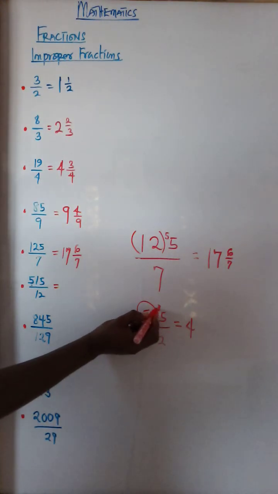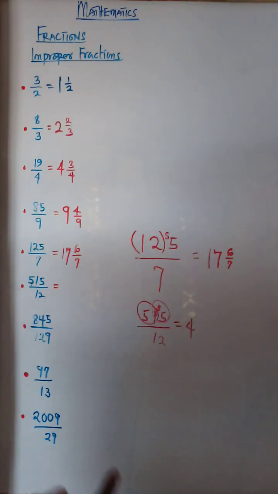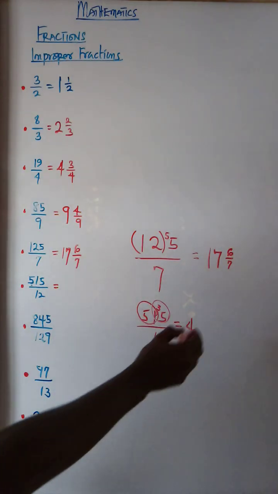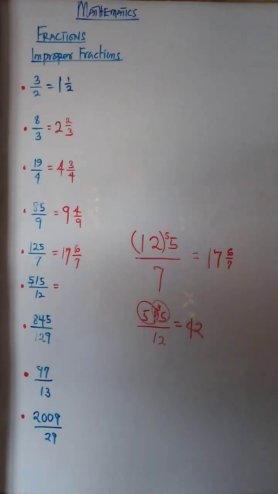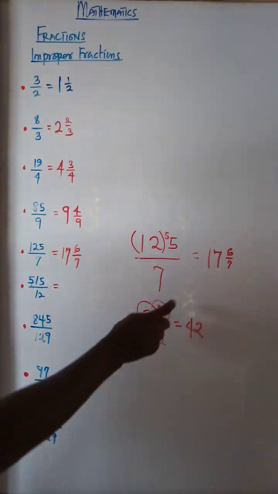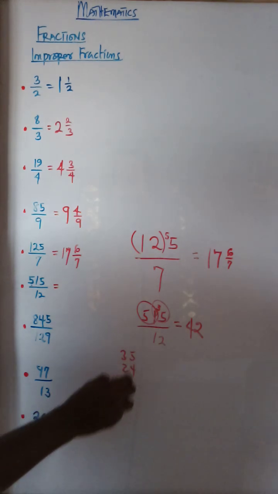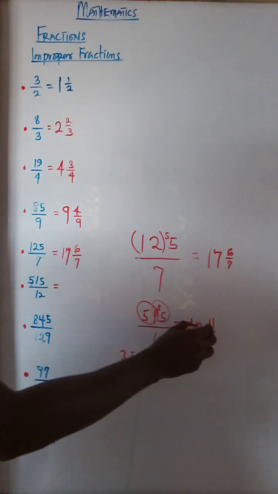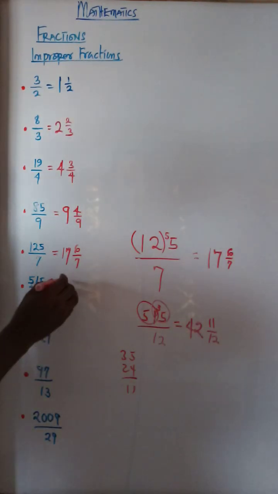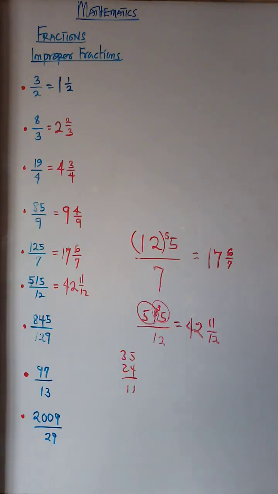That's 35. The next, how many 12 can we see in 35? That will be 2, because 12 times 3 is 36, which is more. 12 times 2 is what? 24. So that is 2. So from 35, we remove 24, we are going to get 11. So that will be 11 over 12. So what's the answer? 42 whole number, 11 over 12.